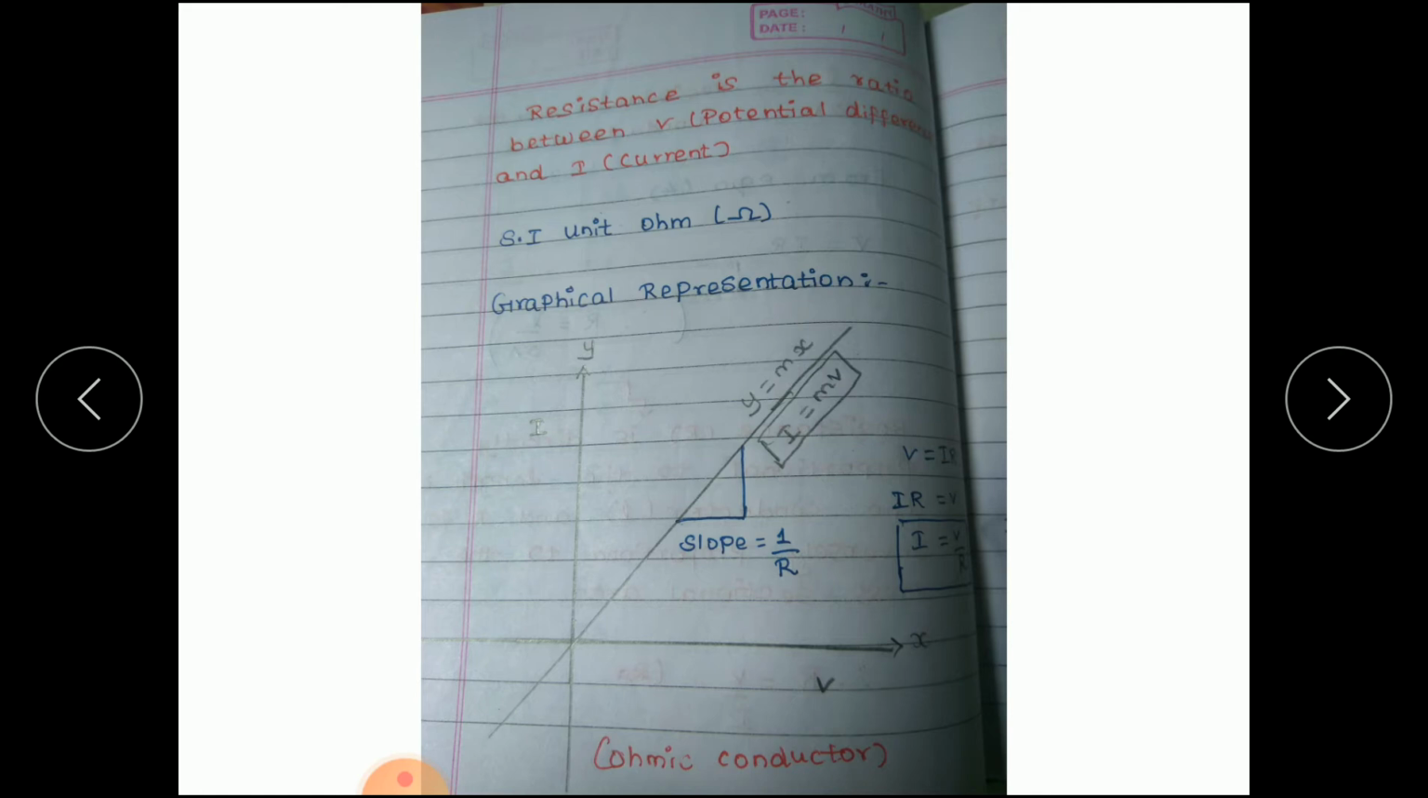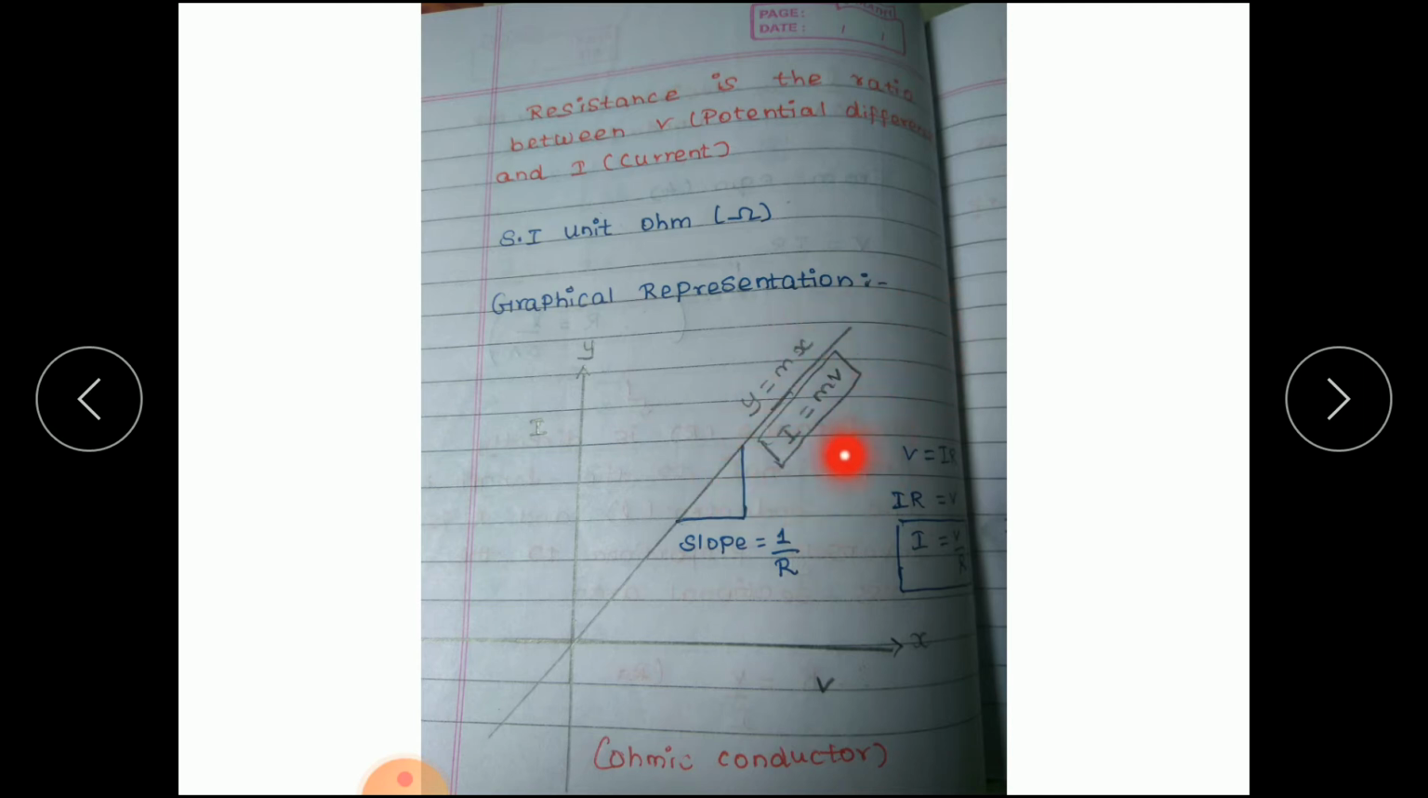So this V by R, we take it as 1 by R. So I is equal to 1 by R into V, and just put 1 by R as m. So we get I is equal to mV. So that is why I am writing it like this, I is equal to mV.